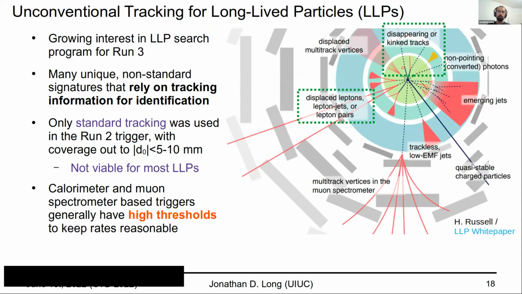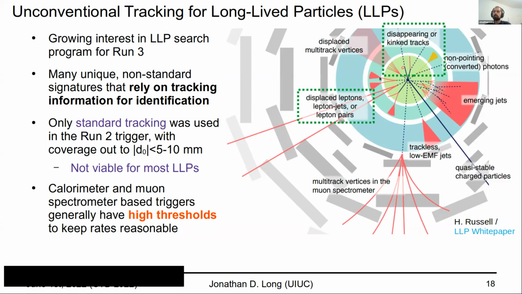to wrap up, I would like to talk about how we're using unconventional tracking now. So there's been a lot of growing interest in long-lived particle searches for Run-3, and there are a lot of cool signatures you can look for. A lot of them rely on tracking information, like displaced jets, trackless jets, things like that. But in Run 2, we only ran standard tracking, and this was run out to about 5 to 10 millimeters, which really isn't viable for a lot of LLP signatures. And so we relied on calorimeter and muon spectrometer information for our triggers, and that resulted in generally high thresholds to keep the rates reasonable. And of course, this bites into your acceptance.